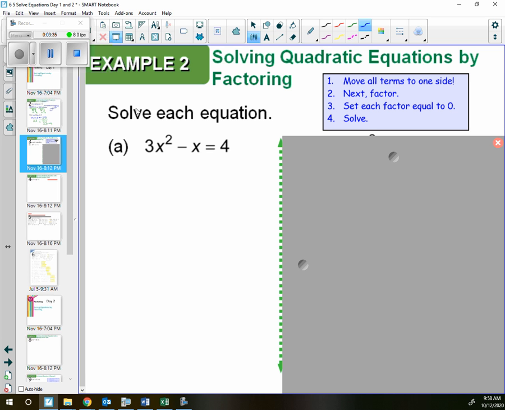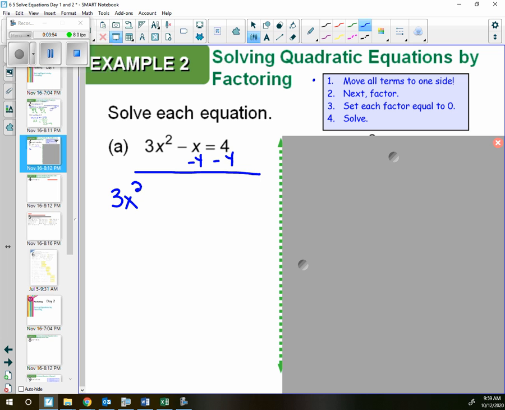Take a look at letter A here. Right away, I hope you're noticing something that's different. First of all, there are no parentheses, so they haven't factored it for you. But do you see what it's equal to? 4. That's not going to fly. It has to be equal to 0. So the very first thing we need to do is move all our terms to one side. I'm going to go ahead and subtract the 4 on each side.